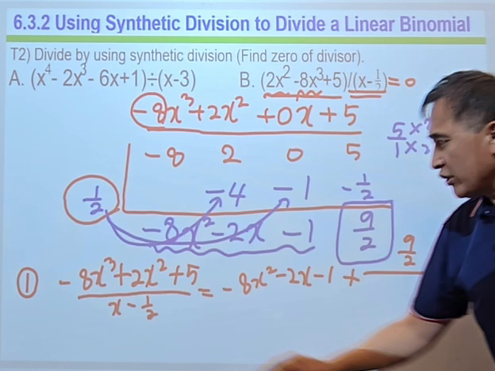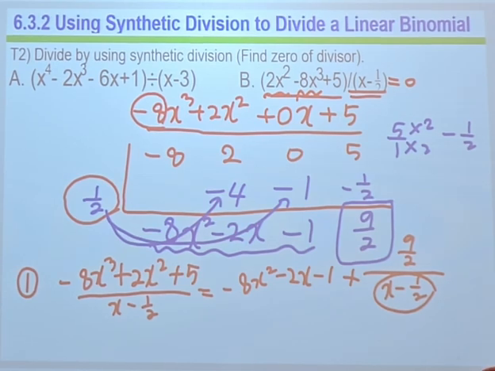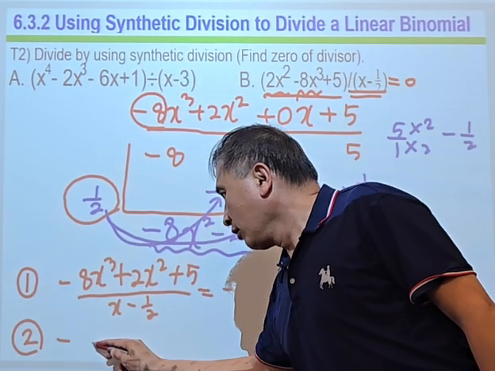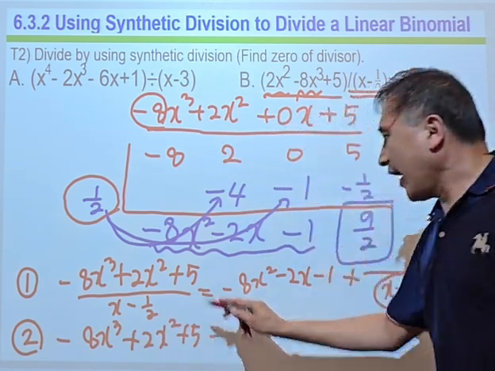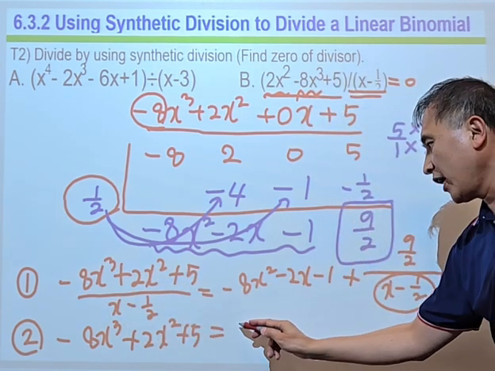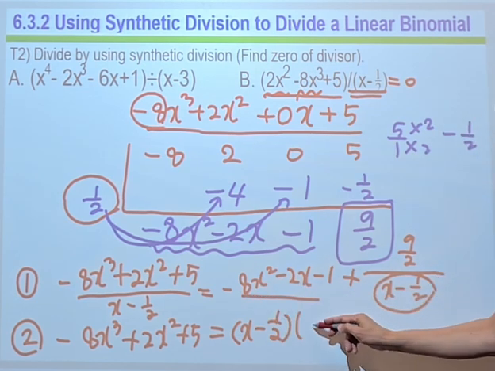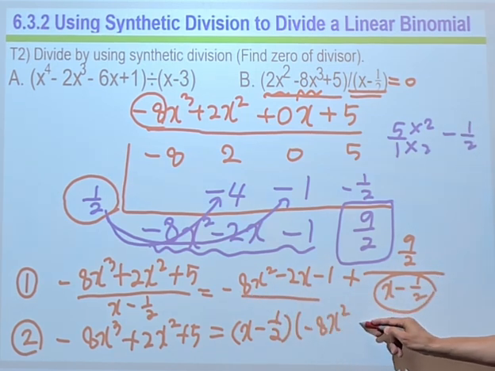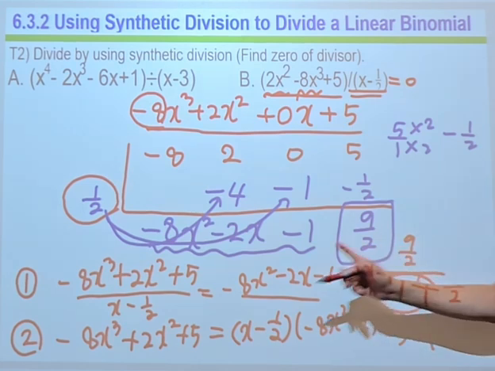But when you write it in division form, then you need to write the divisor one more time under the remainder, right? So that's the first way. Now the second way: dividend again one more time, minus 8x cubed plus 2x squared plus 5. And now you multiply x minus 1/2 on both sides, which means this divisor times the quotient, minus 8x squared minus 2x minus 1, and plus the remainder only, which is 9 over 2. You don't need the denominator because you multiply x minus 1/2 on both sides.